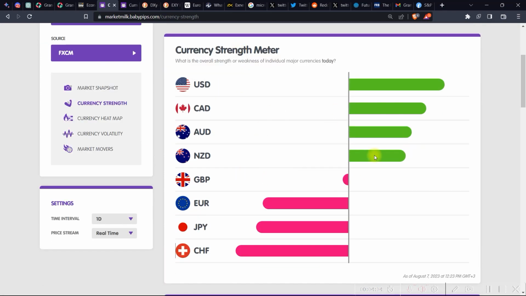This is the thing itself, the currency strength meter. You can see it's moving, it's real time. This is showing the overall strength or weakness of individual major currencies today, the daily. Today, so far, the dollar is the strongest currency, and the CHF is the weakest.